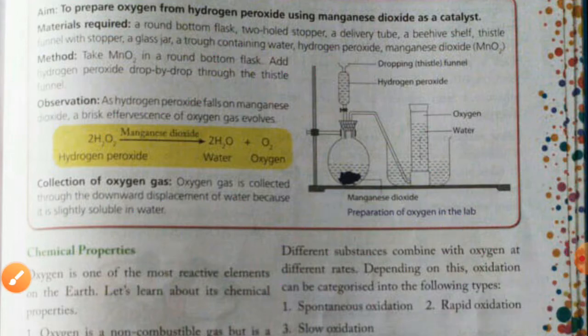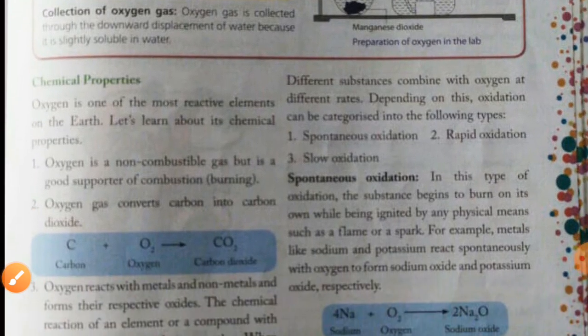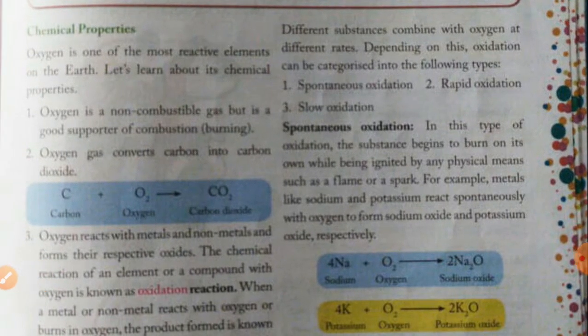Now whenever we are talking about the chemical properties of oxygen, oxygen is a non-combustible gas, as we know, but it is a good supporter of combustion. It will not burn individually, but it helps in combustion. It supports combustion, because in the absence of oxygen, combustion is not possible.